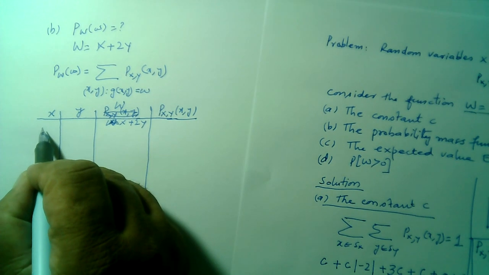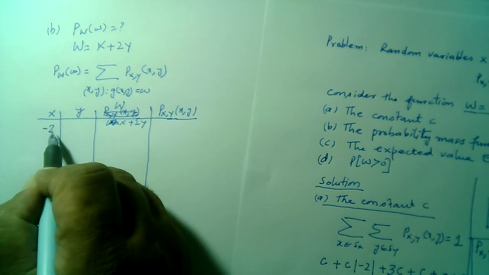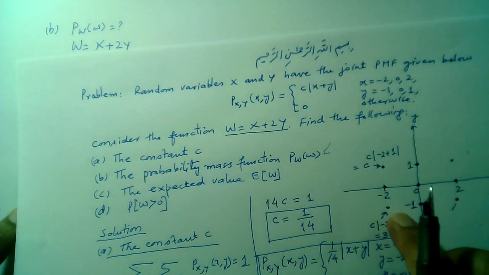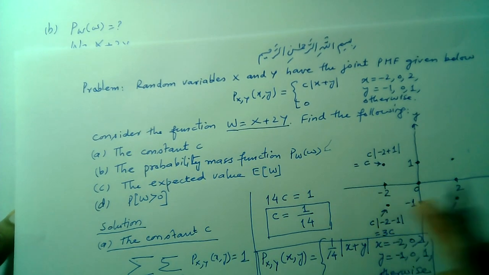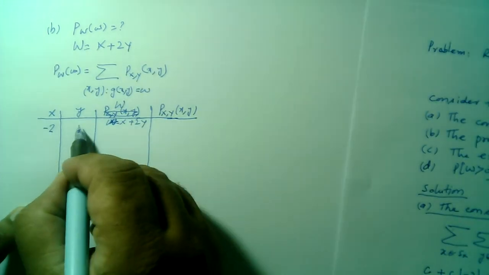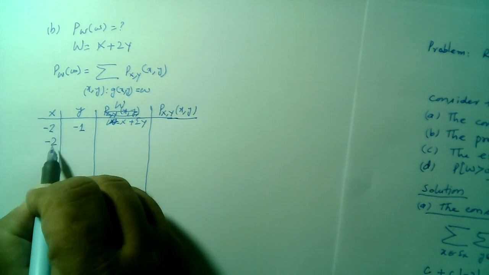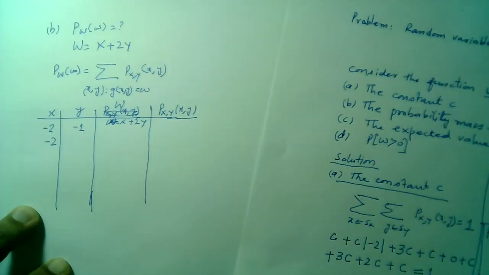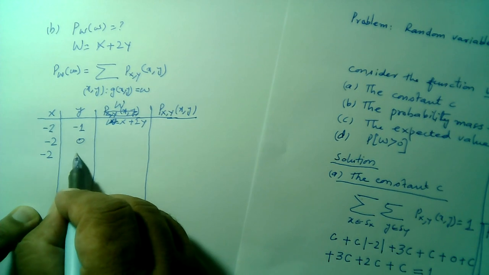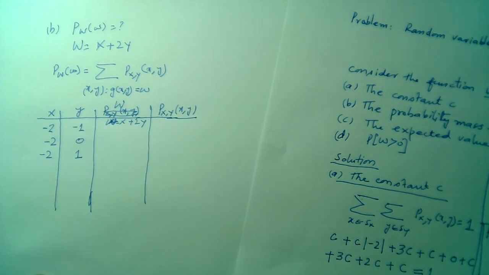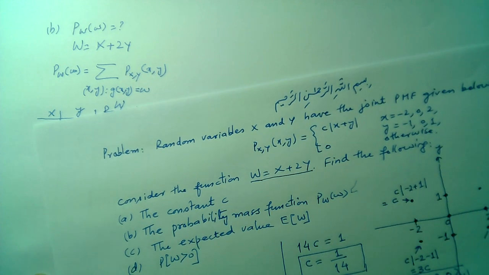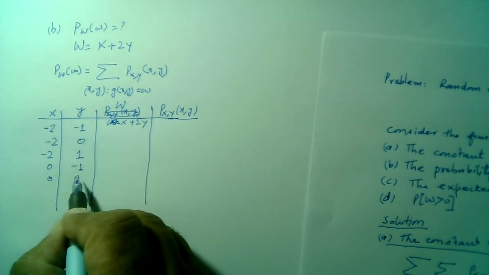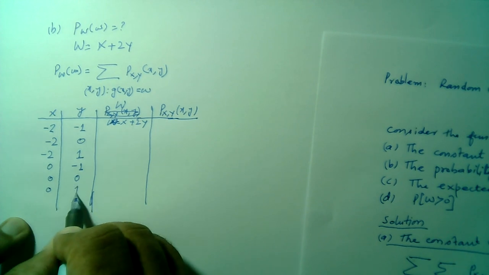So let's begin with x equal to minus 2, and the values of y: minus 2 and minus 1, then minus 2 and 0, then minus 2 and 1. After that, x takes on value 0, so 0 and minus 1, 0 and 0, and then 0 and 1.